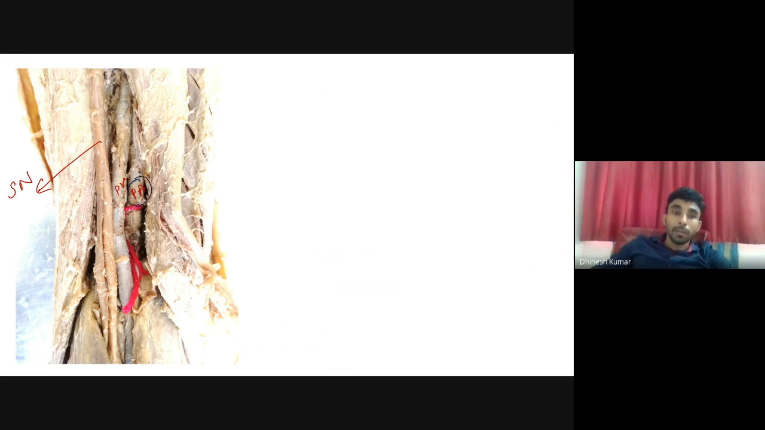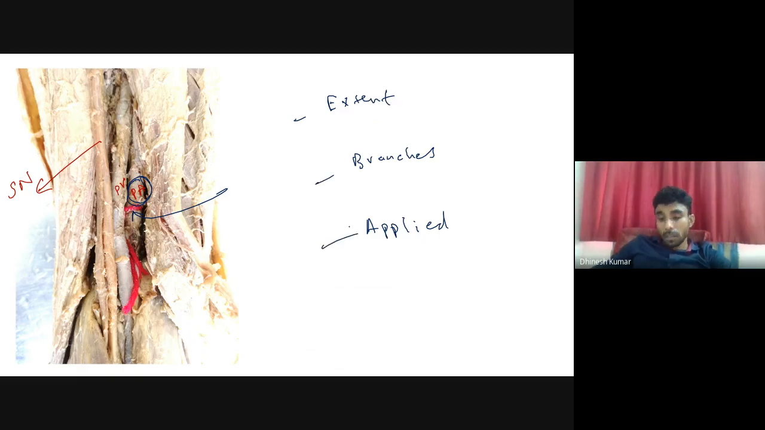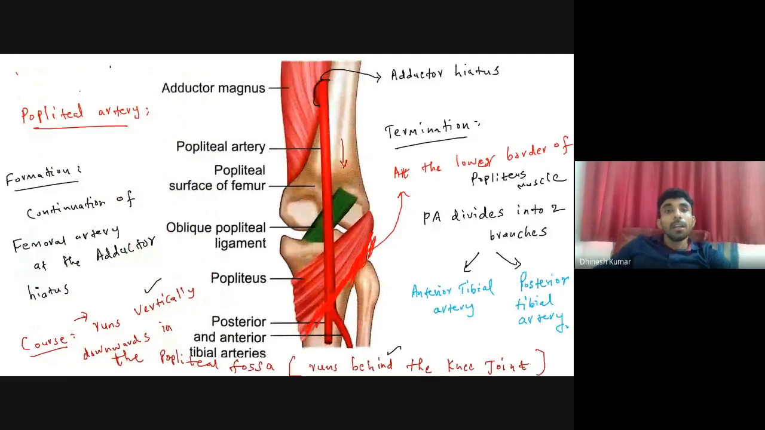So the popliteal artery is tied here. What will be the sub-questions for the popliteal artery? Similar to the femoral artery, the three possible sub-questions for the popliteal artery will be extent, branches, and applied aspect. So what is the extent of the popliteal artery?